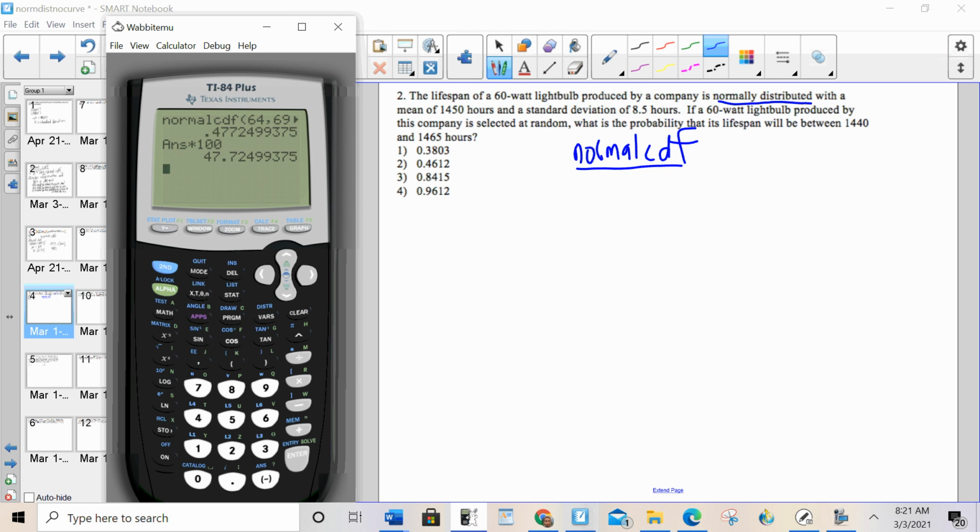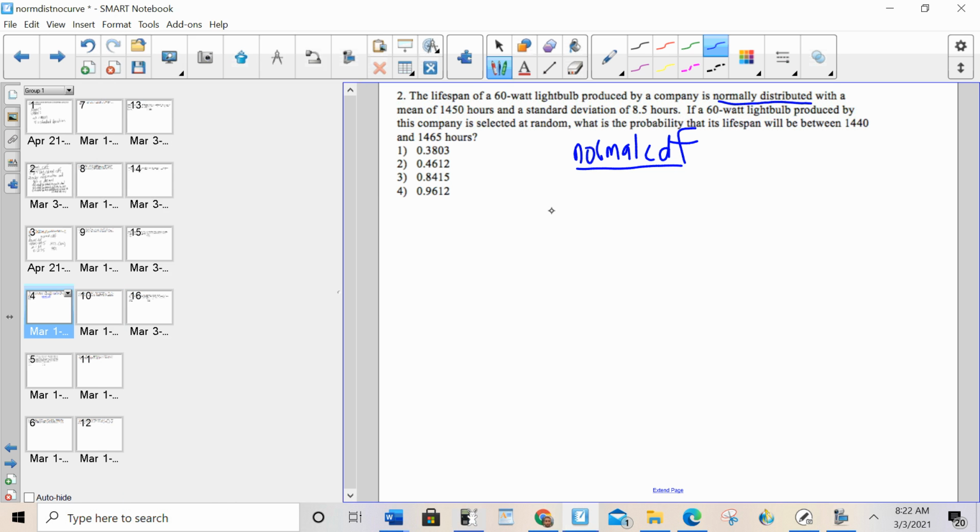So I'm going to hit second VARS. Again, it's right next to the down button. Option 2, normal CDF. It says that it wants it between 1440 and 1465. So 1440 and 1465 are my lower and my upper. It says that my mean is 1450. And it says that my standard deviation is 8.5. So let's kind of get that information on the screen.